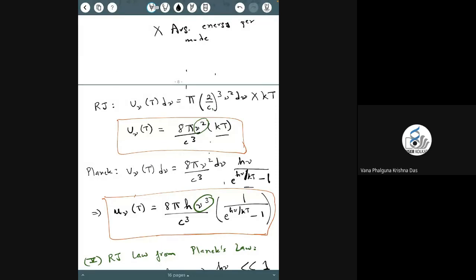Ma'am, we differentiate this spectral energy density, this Planck equation, and we equate it to zero again. Yes, that's right. The procedure is straightforward.